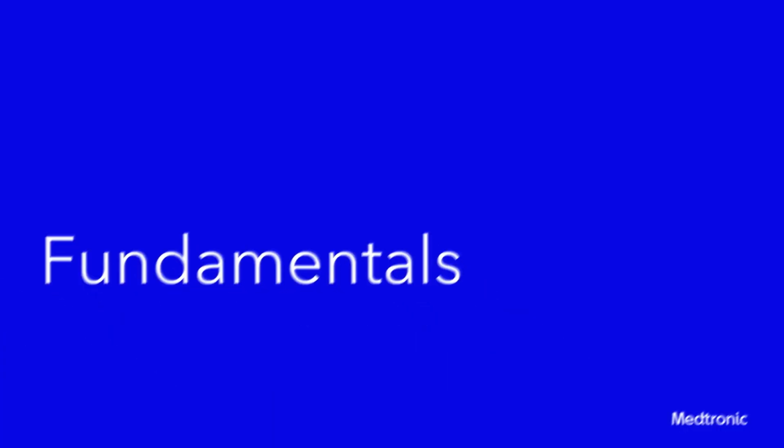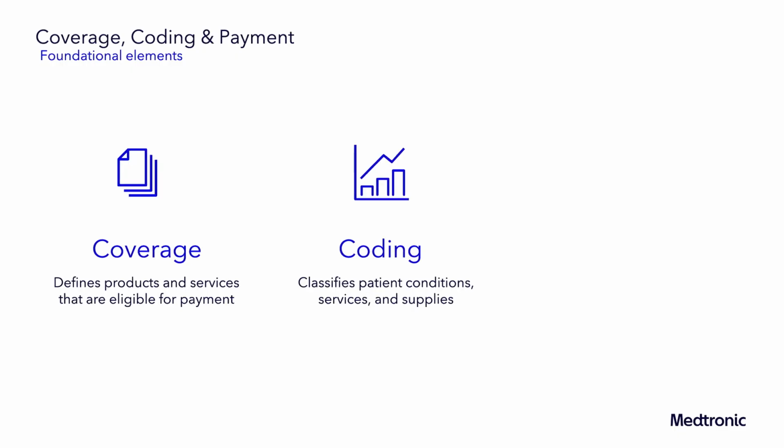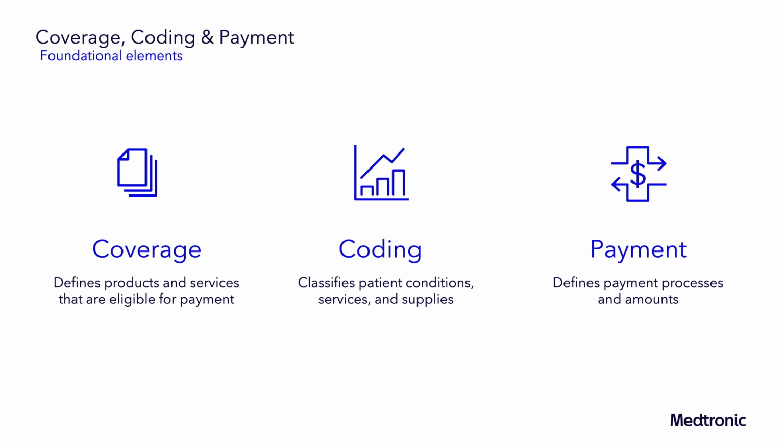The reimbursement process is made up of 3 separate components: coverage, coding, and payment. Coverage defines the products and services that are eligible for payment from the insurer to the healthcare providers. Payer policies also establish specific criteria or additional requirements necessary for coverage. Coding identifies patient conditions, services, and supplies. Payment defines the processes and allowable amounts for given procedures and services.